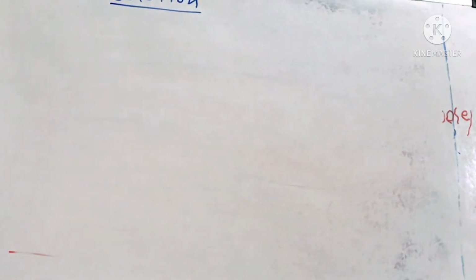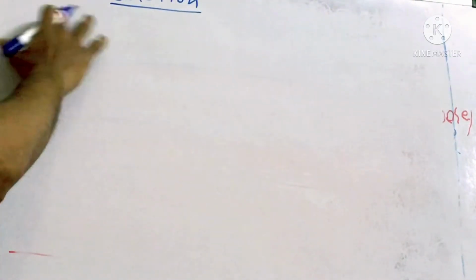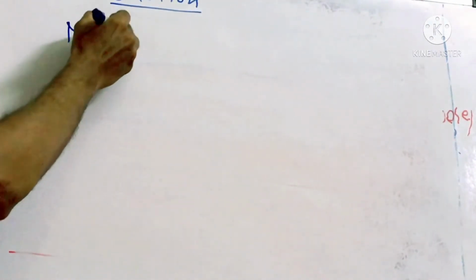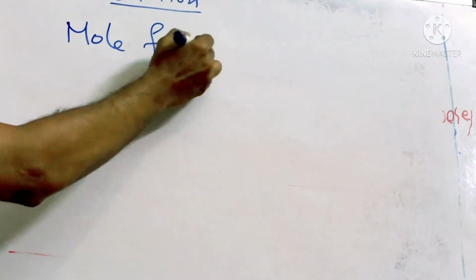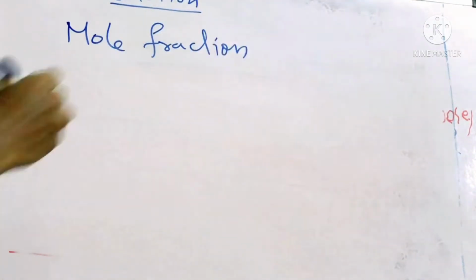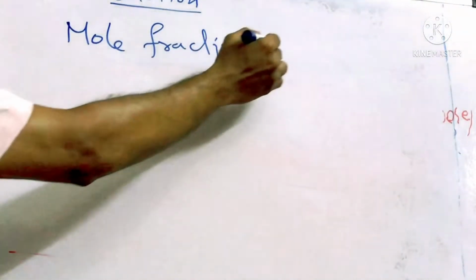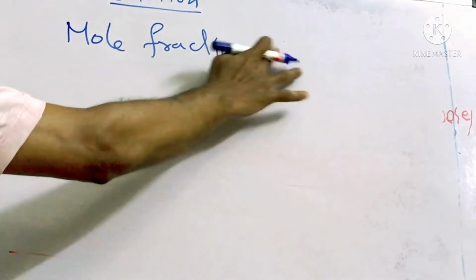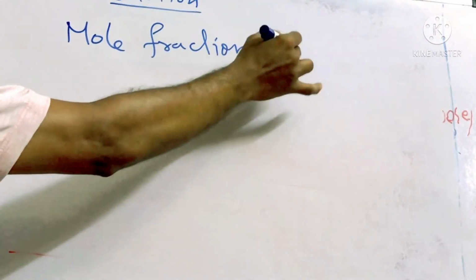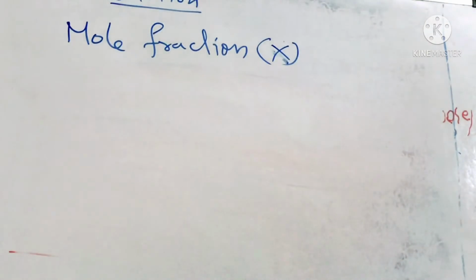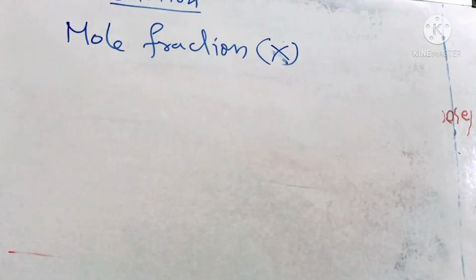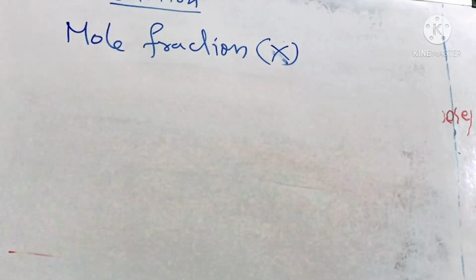Let us see another mode, the simplest way we can use for representing the concentration of solutions. That is called mole fraction. It is a fraction of the total moles. It will be represented with X, similar to that. So it is the number of moles of one component to the total number of moles of all the components.